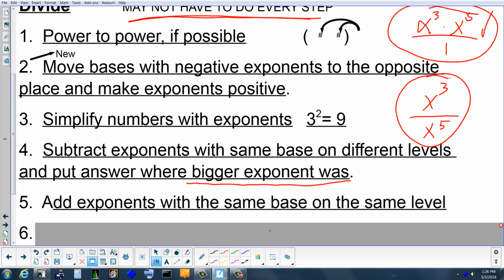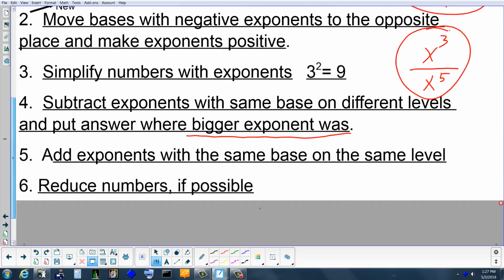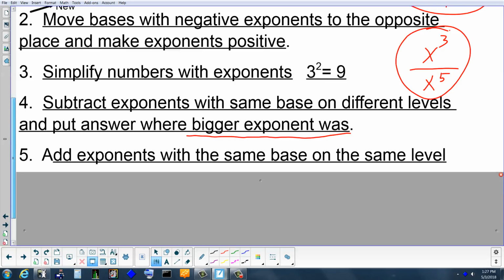The 5th step, I just said it. Add the exponents that are on the same level. Okay, so that would be something like this. If they're on the same level, you add. And as far as our letters, at this point, you're done.